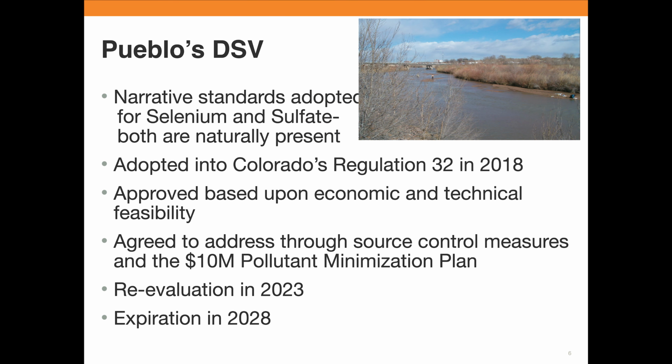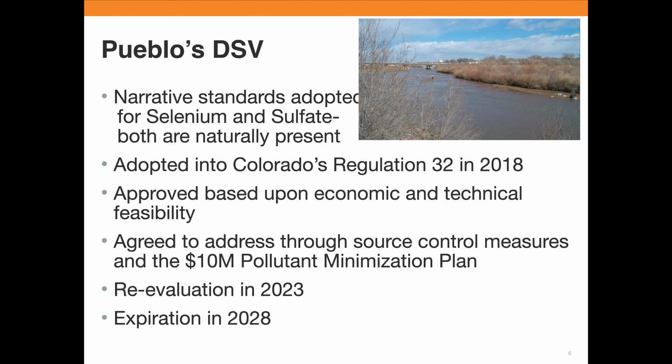So what is included in Pueblo's discharger-specific variance? We adopted a narrative one for selenium and sulfate. Both are naturally present in the groundwater underlying parts of Pueblo, where the shale has naturally occurring selenium and sulfate. When the groundwater interacts with that, it comes up into the pipes and then comes to the wastewater treatment facility, or water reclamation facility.